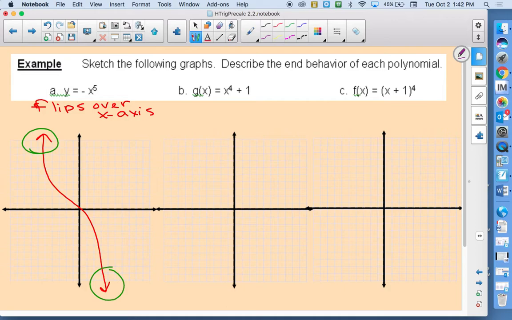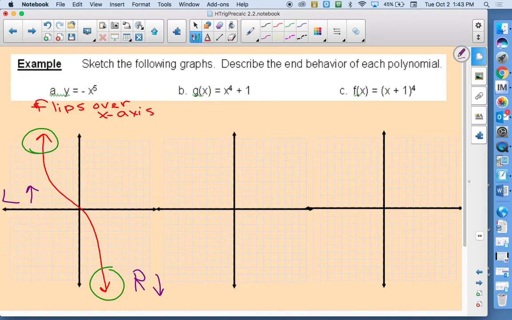Explanation is what's happening with the end. We can also say that the left side goes up and the right side goes down. That would be another way of looking at the end behavior. What's the left do? What's the right do? Well, the left goes up, the right goes down. That's an end behavior. So looking at letter B, we have x to the 4th plus 1.